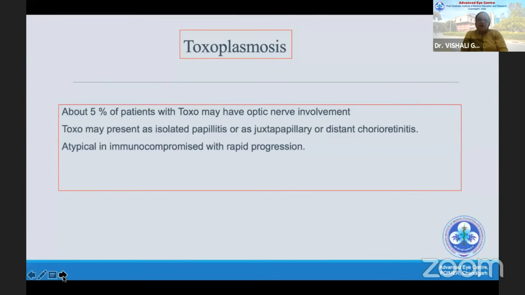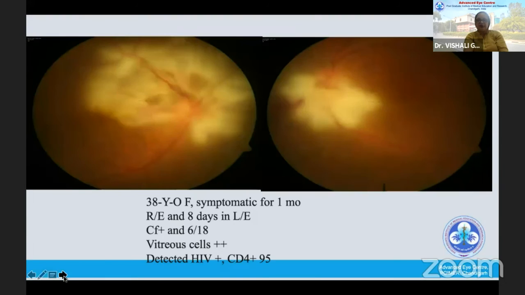Another common infection which we all see is toxoplasmosis, which may present as isolated papillitis or juxtapapillary papillitis, or there may be distant chorioretinitis. It is very commonly seen in atypical form of toxoplasmosis in the immunocompromised patient.